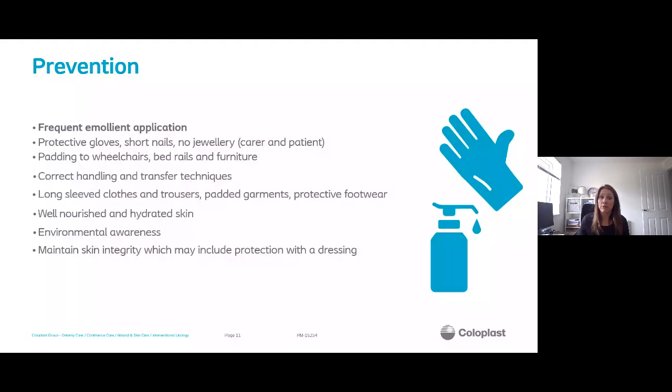If somebody is at higher risk and we know that they have fragile skin, are we encouraging them to wear long trousers, for example, instead of having their legs and lower limbs exposed? Do they need padded garments, padded or protective footwear to try and prevent a trauma wound or injury? Are they well nourished and hydrated? If we have somebody who's dehydrated, their skin will also be dehydrated, which again puts them at a higher risk of developing a skin tear.